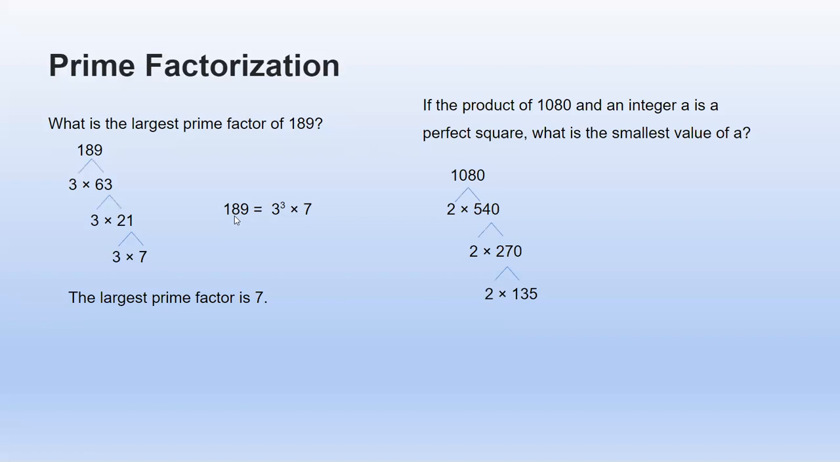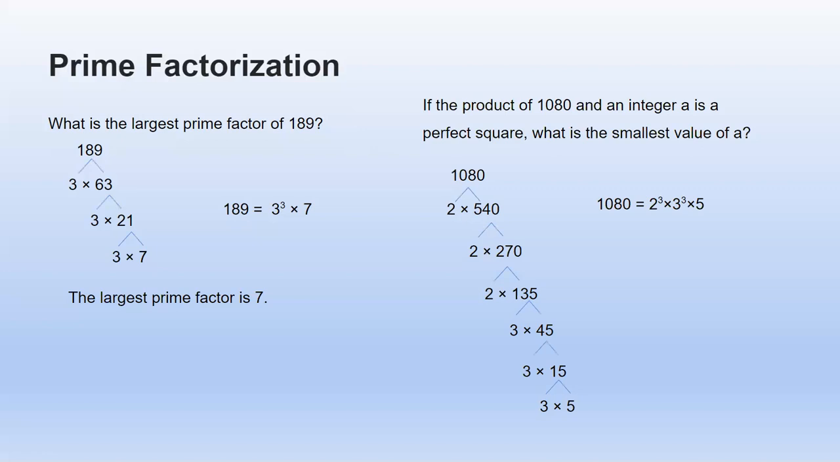Continuing splitting into 2 times 135. 2 is a prime number, 135 isn't. You can split that into 3 times 45. 3 is a prime number, 45 isn't. And then you can turn it into 3 times 15. 3 is a prime number, 15 isn't. And then into 3 times 5, both of which are prime numbers. So you can get that 1080 is 2 times 2 times 2 times 3 times 3 times 3 times 5, in which case, 2 to the third times 3 to the third times 5.